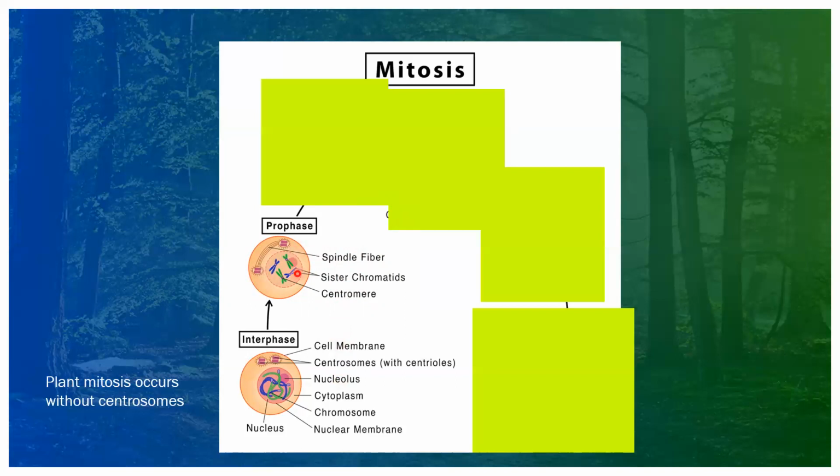Okay, let's see the next step. Once these move to the pole, what happens? Now the nuclear membrane has completely disintegrated. What happens in prophase? Nuclear membrane disintegrates, centrioles move to opposite poles, and chromosomes become highly condensed.